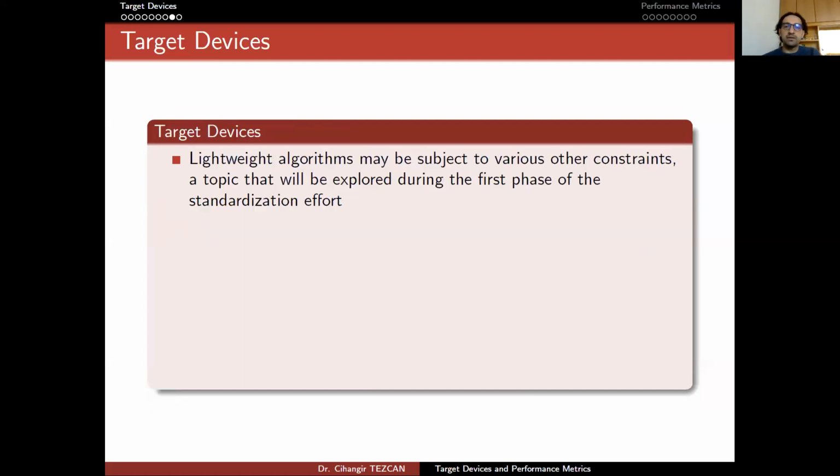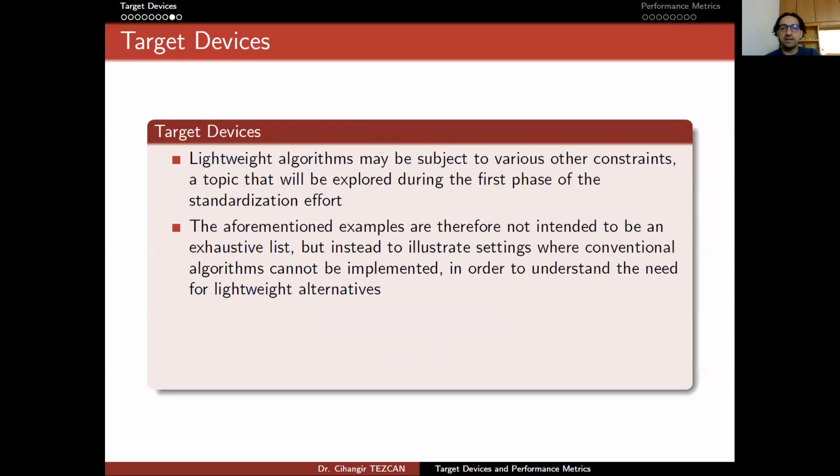Lightweight algorithms may be subject to various other constraints, a topic that will be explored during the first phase of the standardization effort. The aforementioned examples are therefore not intended to be an exhaustive list, but instead to illustrate settings where conventional algorithms cannot be implemented in order to understand the need for lightweight alternatives. So these words are actually from, again, the NIST report. As they mentioned, the report only gives the main idea. It is not an exhaustive list of devices or what we need. So this is the reason NIST is holding workshops and getting comments from industry and academia.